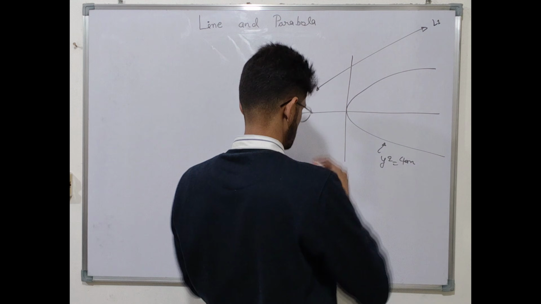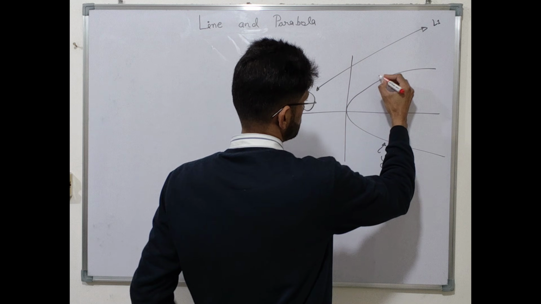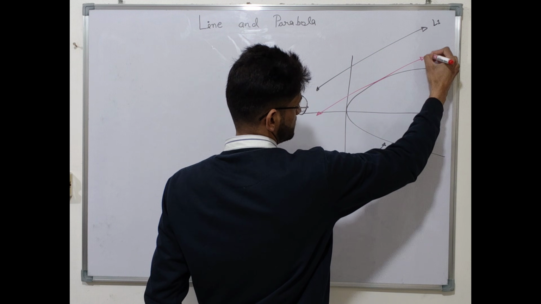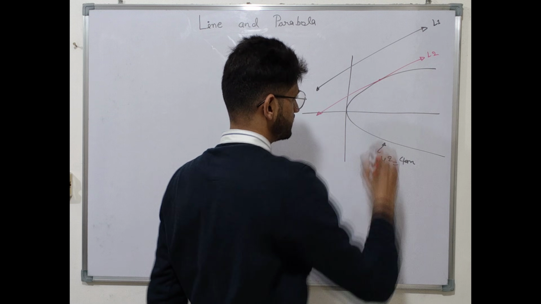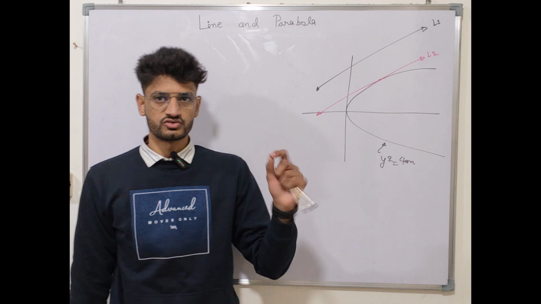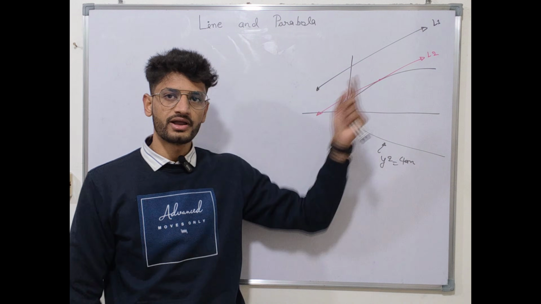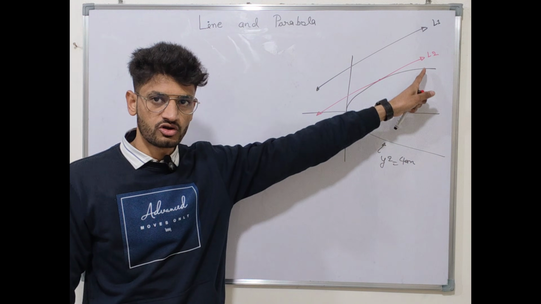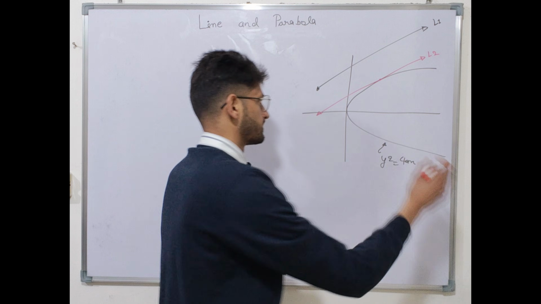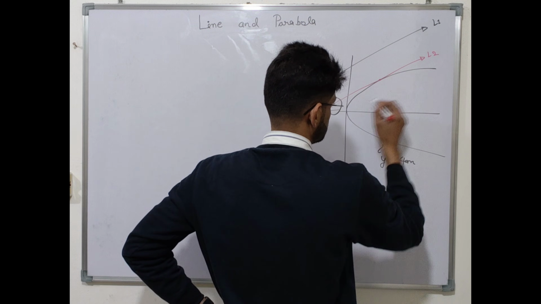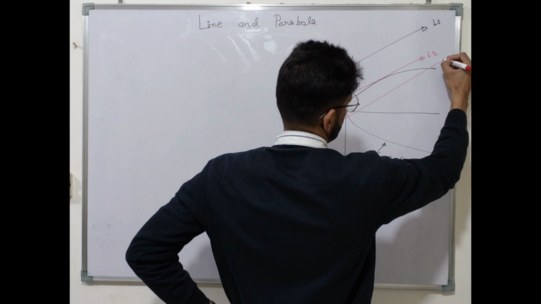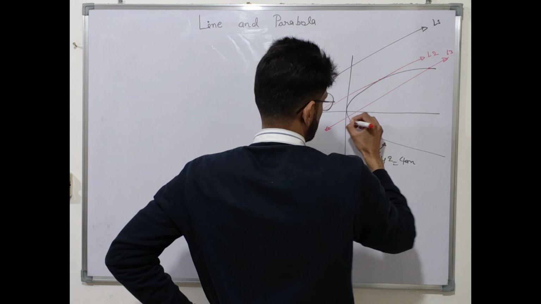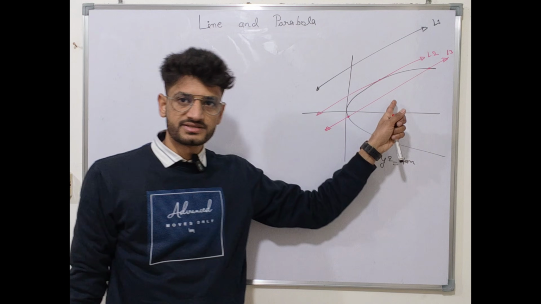Case 2. So let's draw case 2. At this point, this line is touching the parabola at a single point. That's why this is known as tangent. Whenever a line touches the parabola or any curve at a distinct single point, that line will be known as a tangent of that curve. So the third case possible can be line L3. This is known as line L3 and it is cutting the parabola at two distinct points. So this is known as secant.